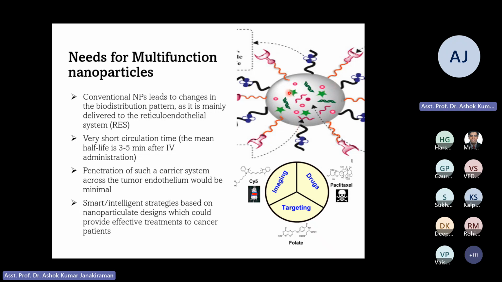Nanoparticles are either used to increase the biodistribution or to target the exact organ, and maybe we can modify the drug release pattern, and also we can do the imaging to identify whether it reaches the target place or not. So in brief, we can say that it may be used for imaging, drug release, and also the targeting.